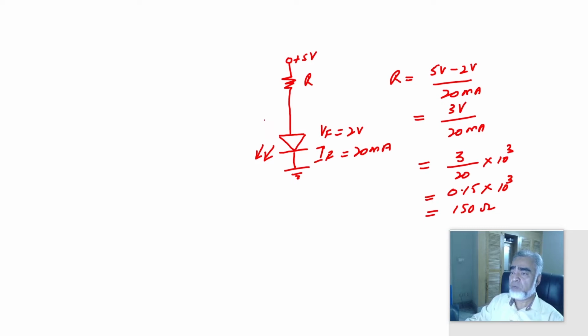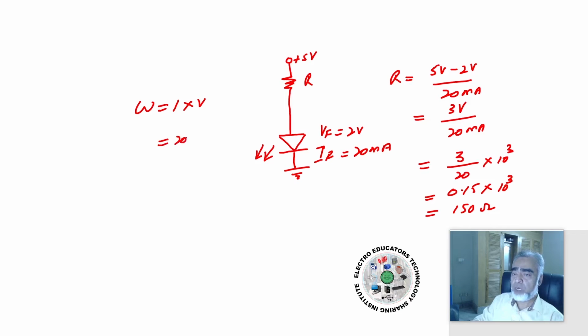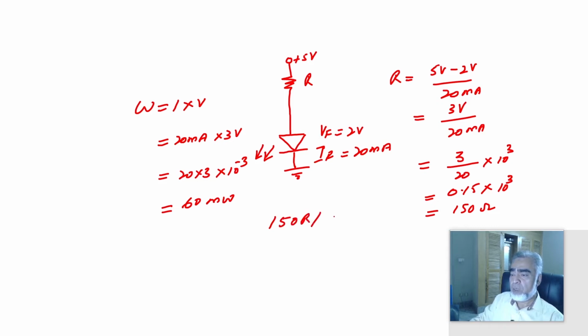Now what will be the wattage for this resistor? We can calculate the wattage like this, because W, that is watt, equals I into V, and the voltage across this resistor will be 3 volts and current will be 20 milliampere. So we will write 20 milliampere multiplied by 3 volts, which means 60 milliwatts. So we can use a standard quarter watt resistor, that is a 150 ohm, 0.25 watt resistor, as the current limiting resistor for this LED.